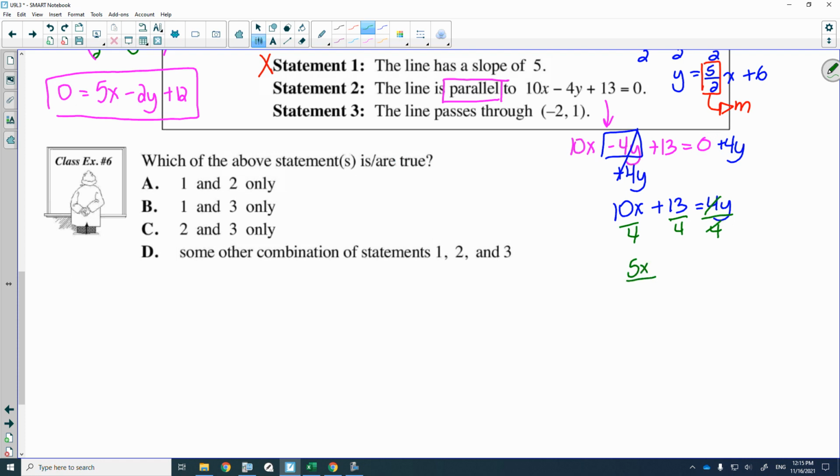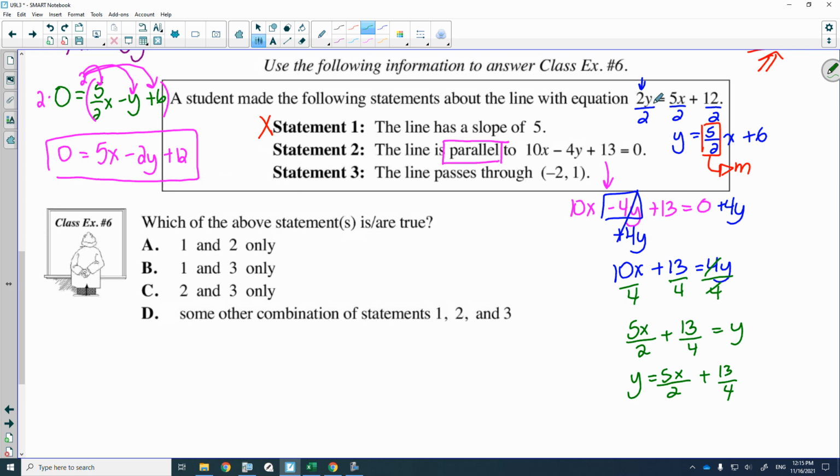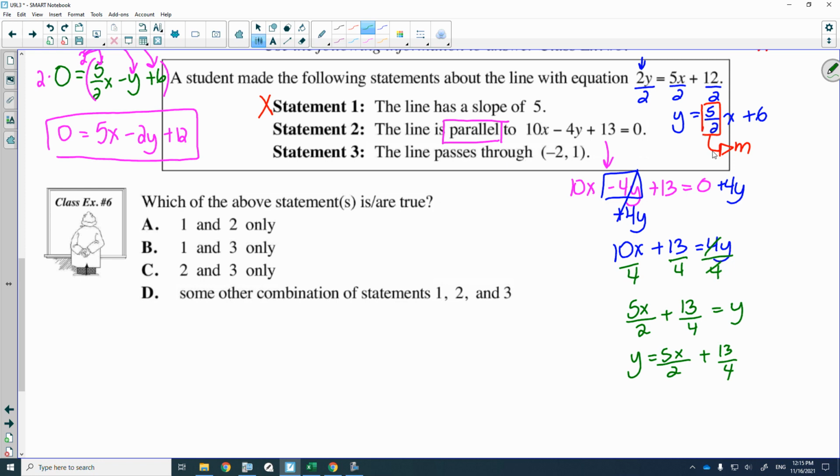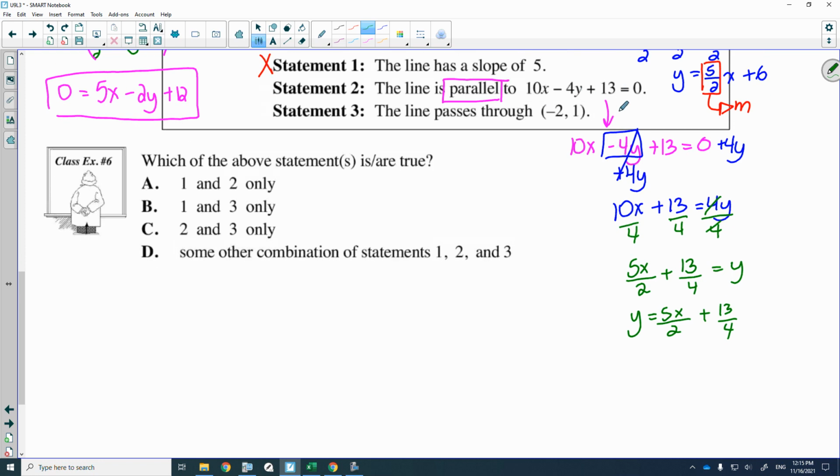You will have, in reduced form, 5x over 2 plus 13 over 4 is equal to y. And then I'll just quickly change this. Okay, so this was the statement: is the original equation, which has a slope of 5 over 2, parallel to this new equation? And you need to look at the slope.